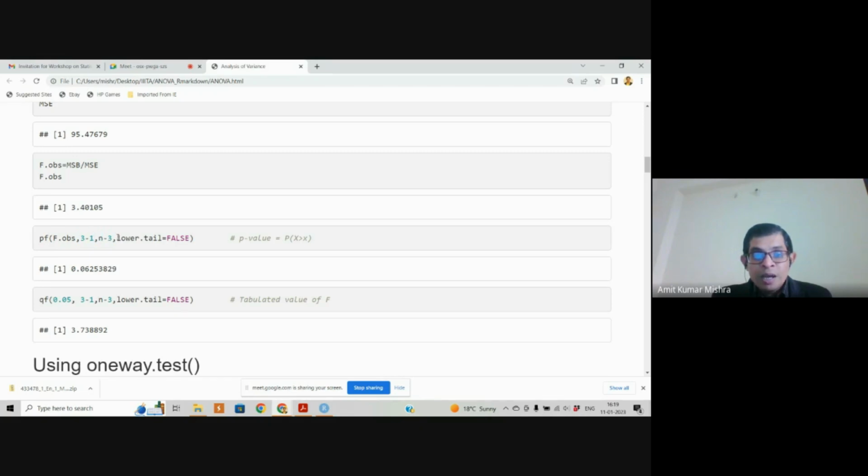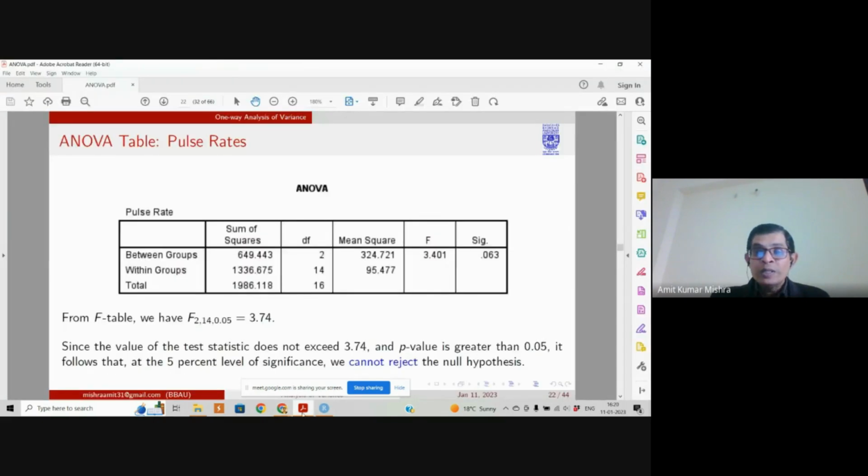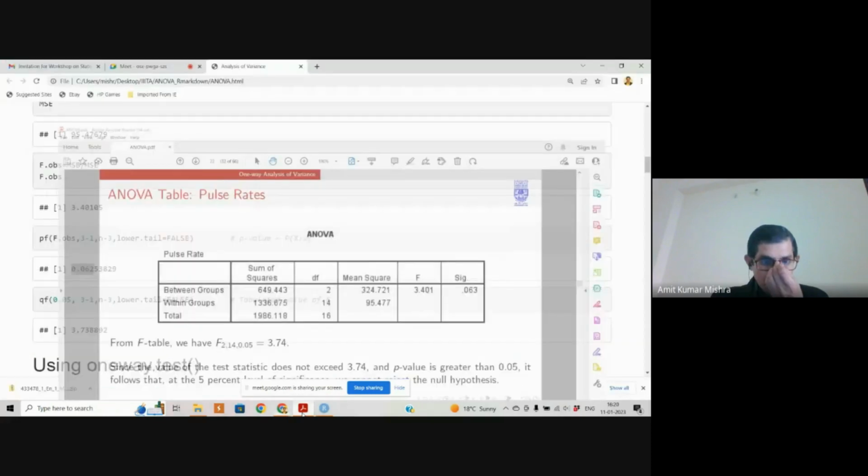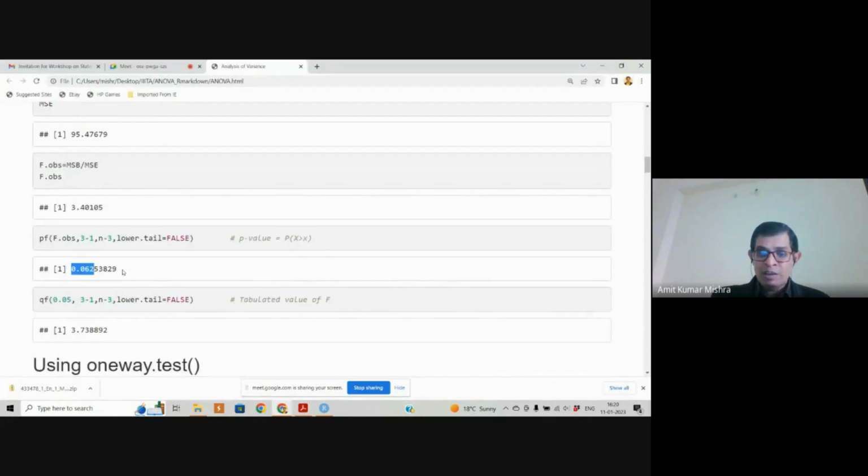Now you can see that I have written lower.tail is FALSE. Why is lower tail false? Because it is only right-tailed. I need only bigger than, so lower tail is false. This is the formula for finding the p-value. The p-value comes out to be 0.06, which I have shown you here also, 0.063 almost. So if the p-value is bigger than 5%, we are not going to reject the null hypothesis.